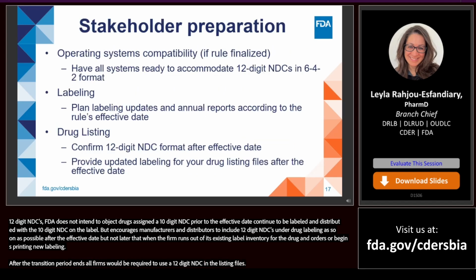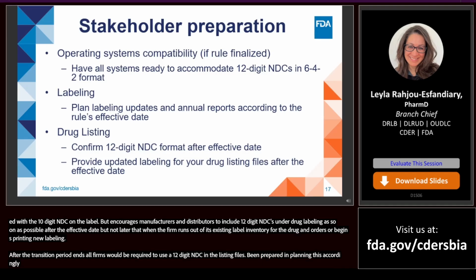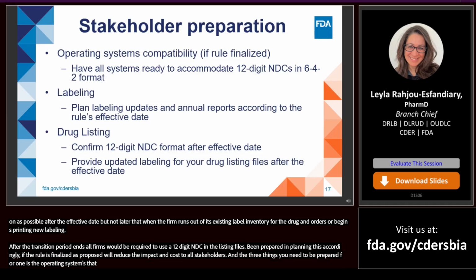So being prepared and planning accordingly, if the rule is finalized as proposed, will reduce the impact and cost to all stakeholders. And there are 3 fronts that you have to be prepared for. One is the operating systems that need to be able to accommodate the new 12-digit NDC in a 6-4-2 format on the effective date, and then labeling.